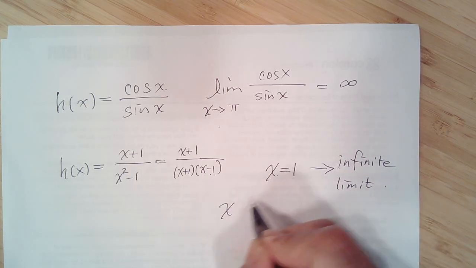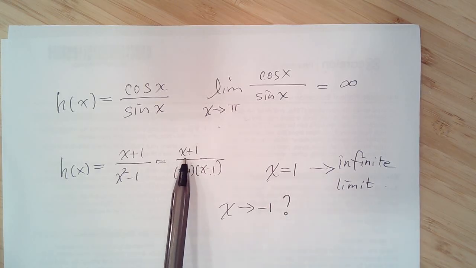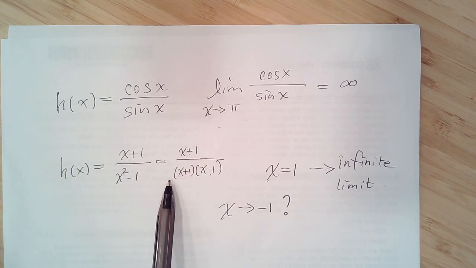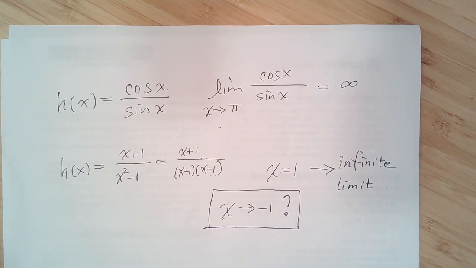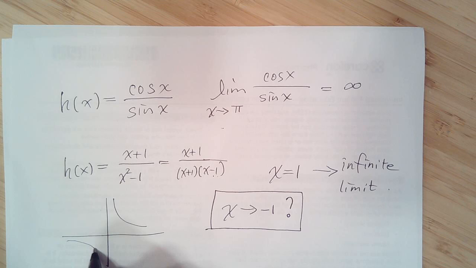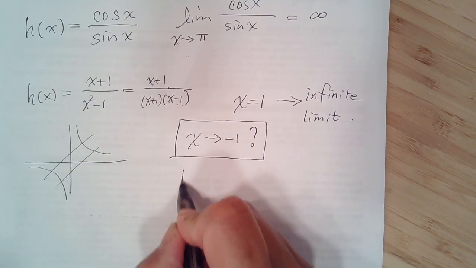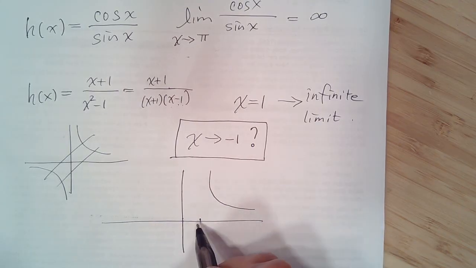But what about when x approaches negative 1? When x approaches negative 1, the numerator approaches 0, and the denominator also approaches 0. So will that give you an infinite limit? Not really. You're going to have something that looks like this again. Sorry, this is a 1, so it's going to look like this. Here's a 1, so you're going to have something that looks like this.